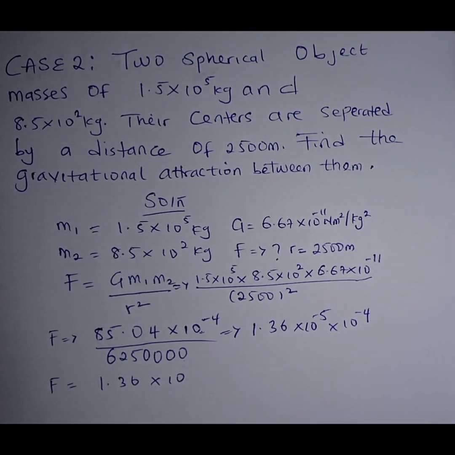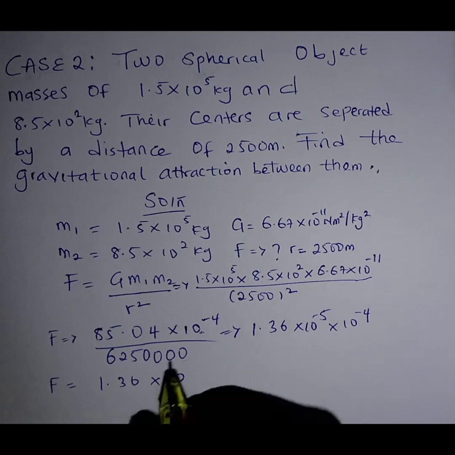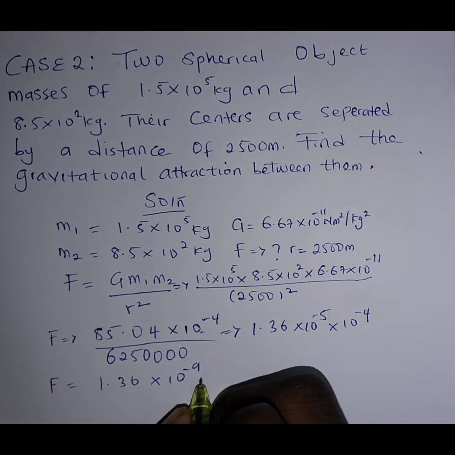Now add the powers together, minus 5 minus 4. Adding the powers together, minus 5 plus minus 4. You already know plus times minus is minus. That is why I said minus 5 minus 4, which is now minus 9 Newton.